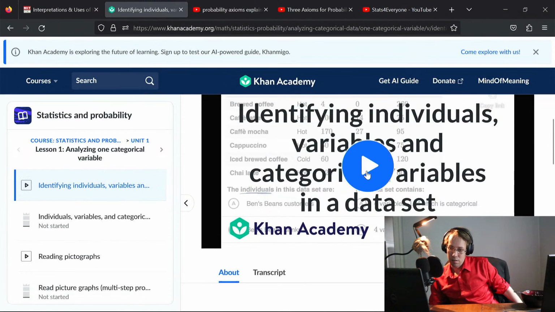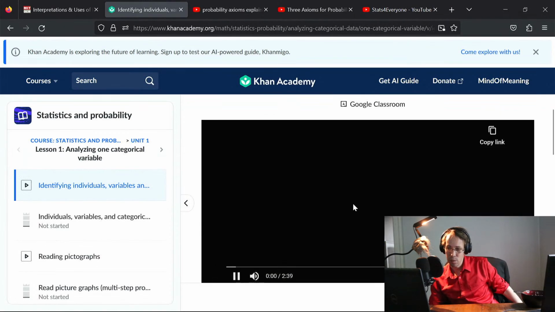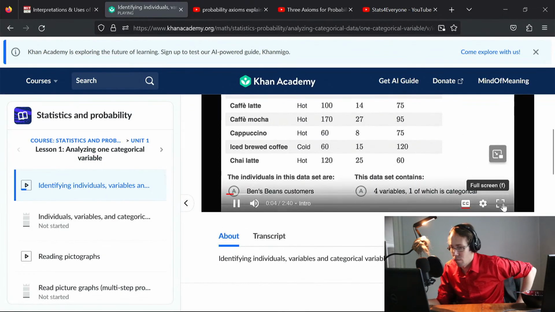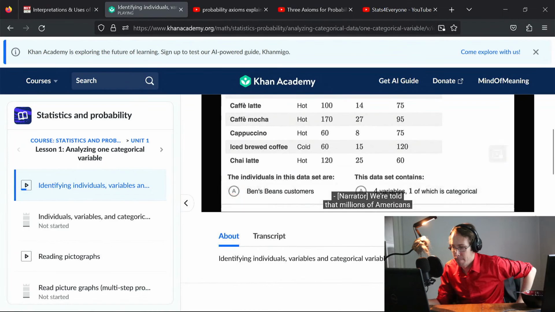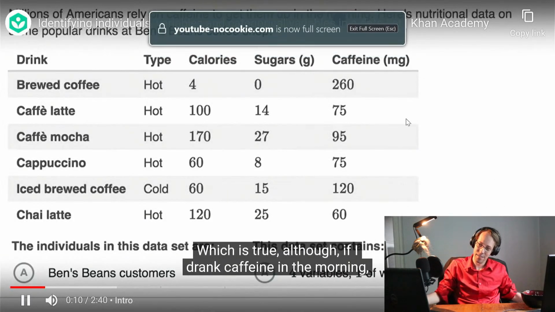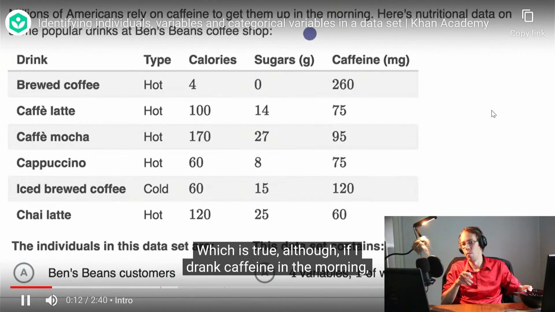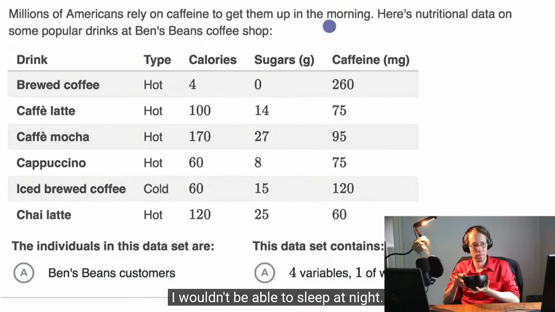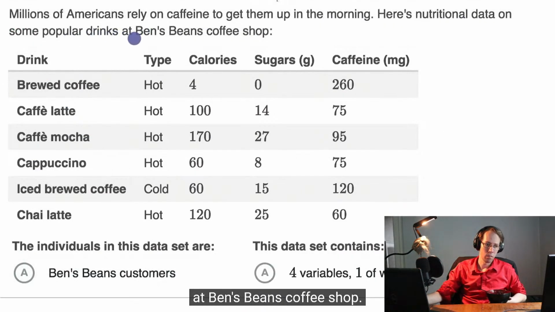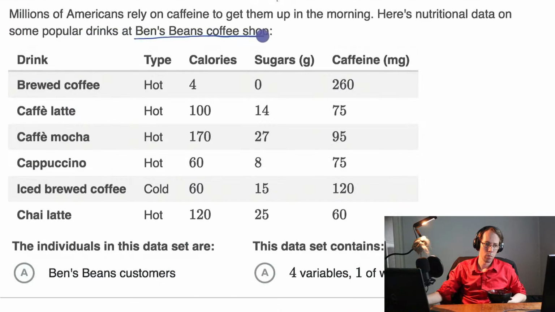All right. Mr. Khan, let's see where we can go. We're told that millions of Americans rely on caffeine to get them up in the morning, which is true. Although, if I drank caffeine in the morning, I'm very sensitive, I wouldn't be able to sleep at night. Here's nutritional data on some popular drinks at Ben's Beans Coffee Shop.